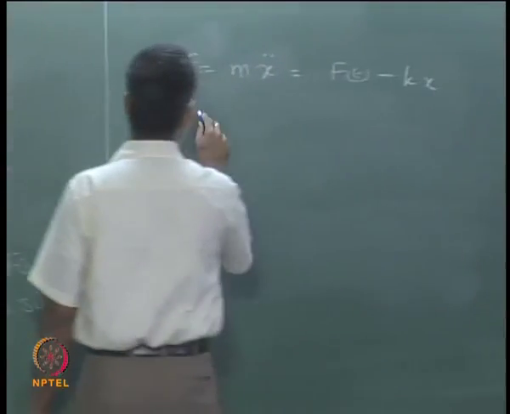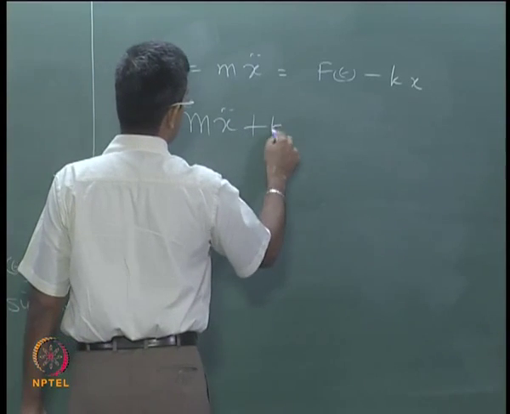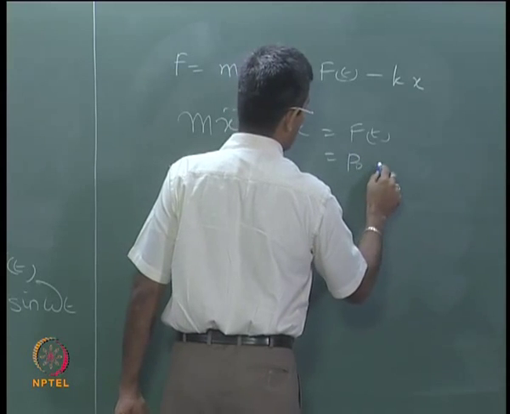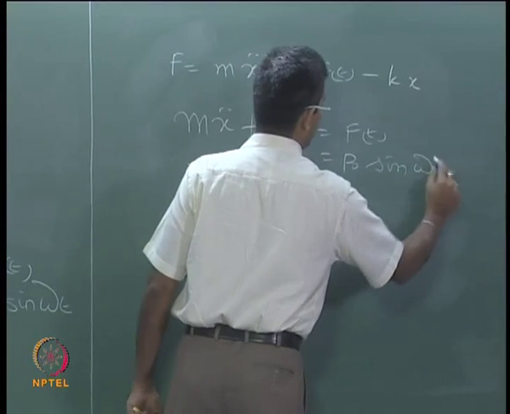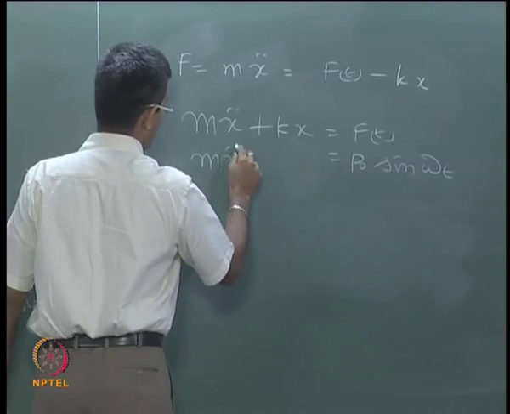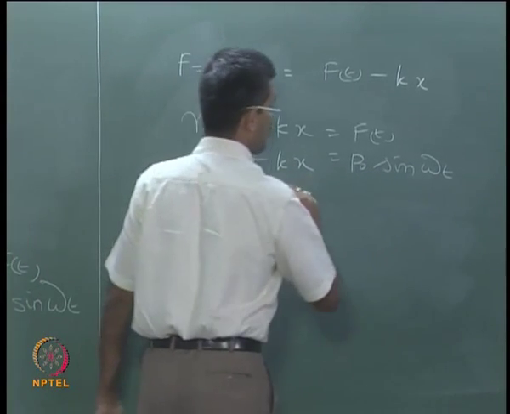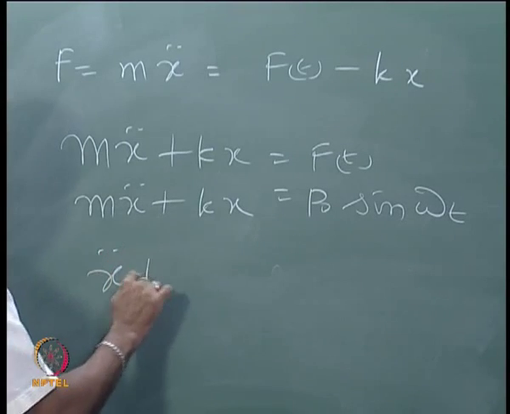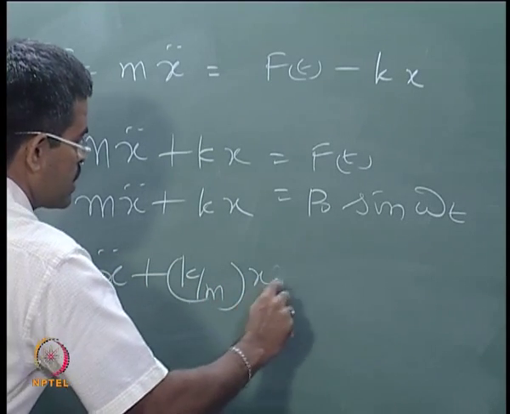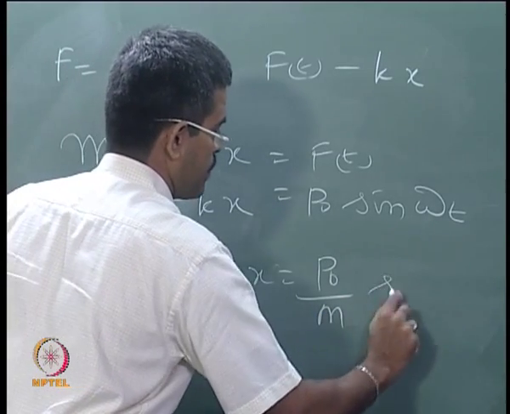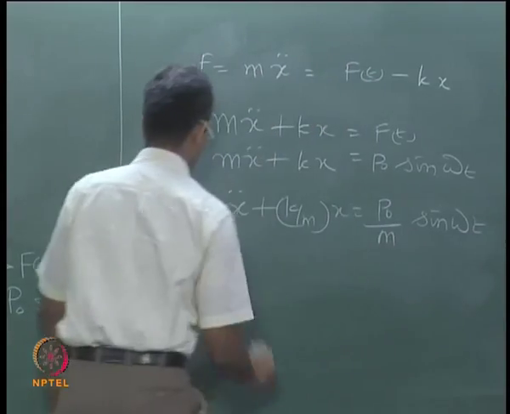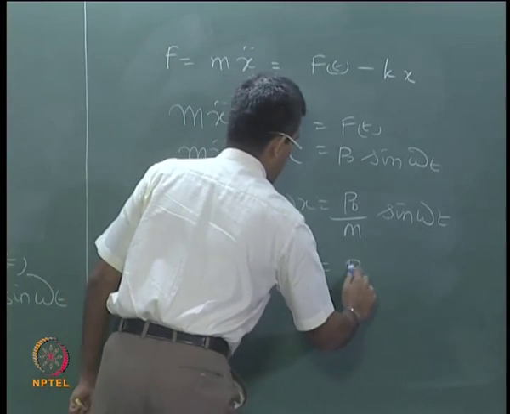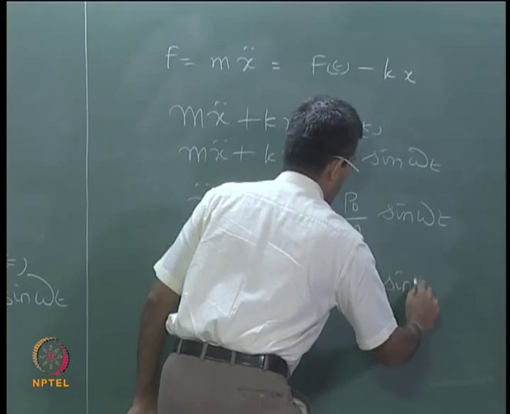I replace it here. So, mx double dot plus kx is my f of t, which is otherwise P naught sin omega t. So, mx double dot plus kx is P naught sin omega t, divided by m as usual. So, x double dot plus k by m of x is P naught by m sin omega t. So, x double dot plus omega square n of x is P naught by m sin omega t.